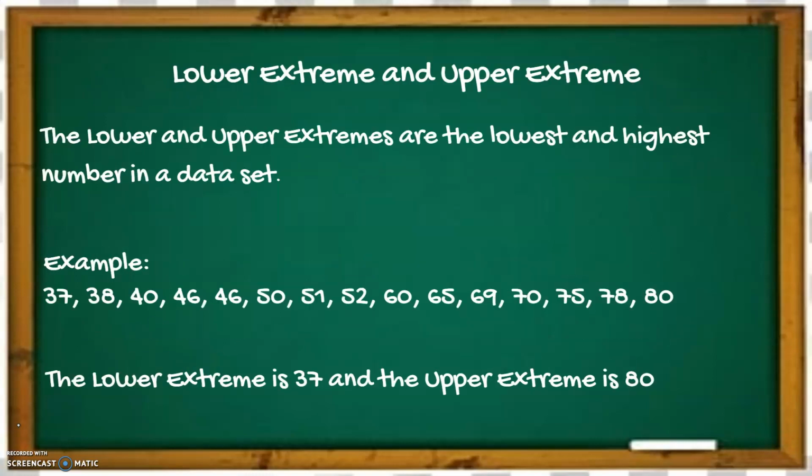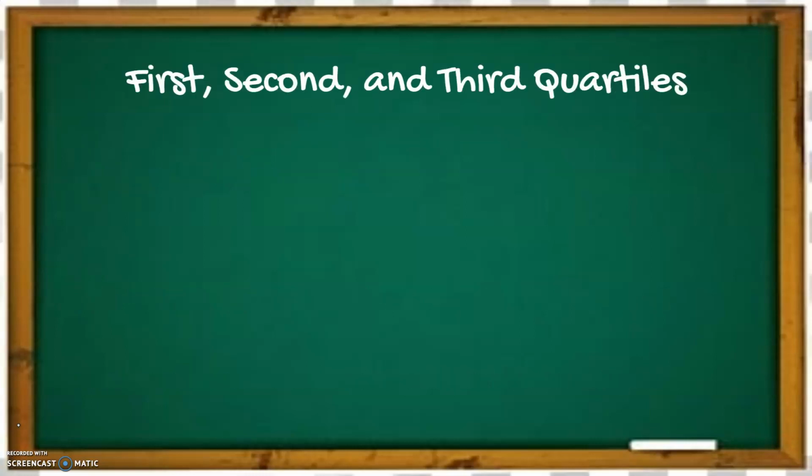So let's go ahead and get started. So let's talk about the lower and upper extremes first. Those are pretty easy to figure out. It doesn't involve any calculation. It's just a matter of taking your data, organizing it from least to greatest, as we said, and then looking at the least number, which is your lower extreme, and the highest number, which is your upper extreme. So the lowest number in our example here is 37, and the highest number in this example is 80. So that means our lower extreme is 37 and our upper extreme is 80. So we found 2 of the numbers in the 5-number summary already. Let's look at the other 3.